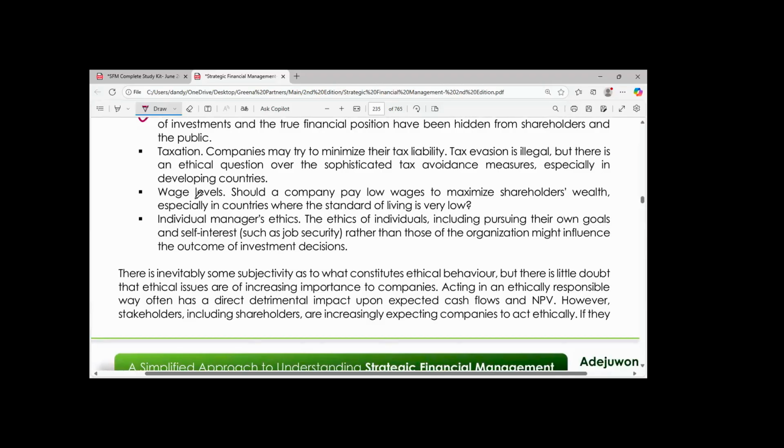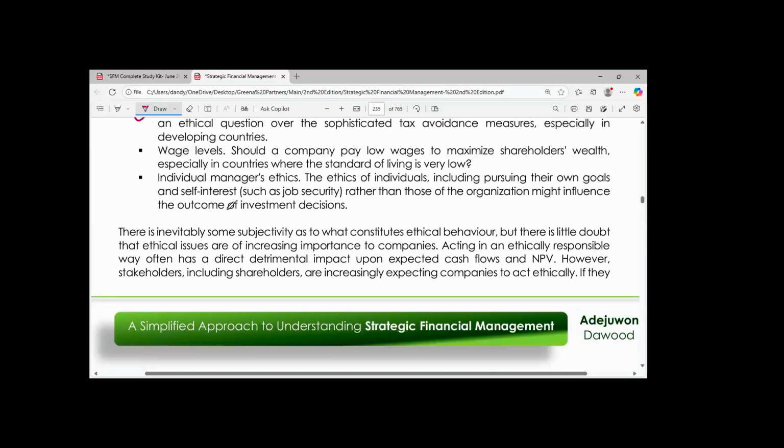Then taxation. Companies may try to minimize their tax liability. Tax evasion is illegal, but there is an ethical question over sophisticated tax avoidance measures, especially in developing countries. Okay, you are doing tax, so what about transfer pricing, how you can hide under transfer pricing to change government, in relation to your tax liability. Then wage levels.